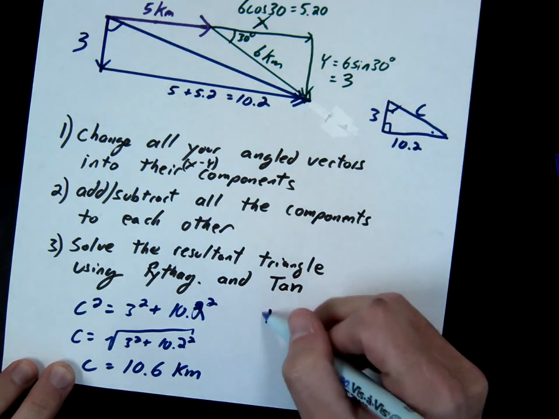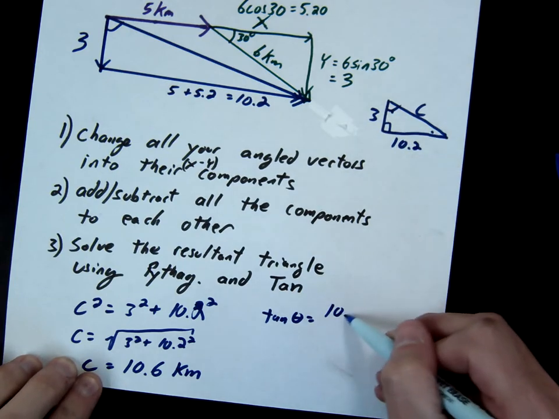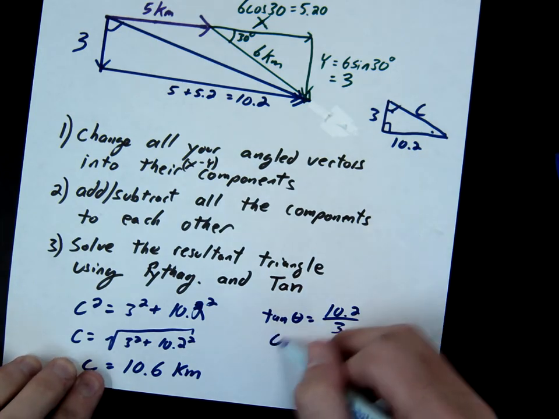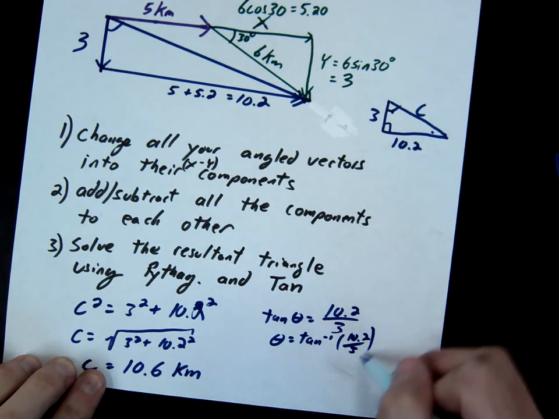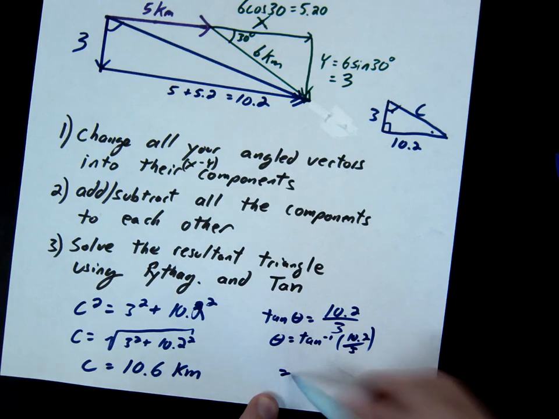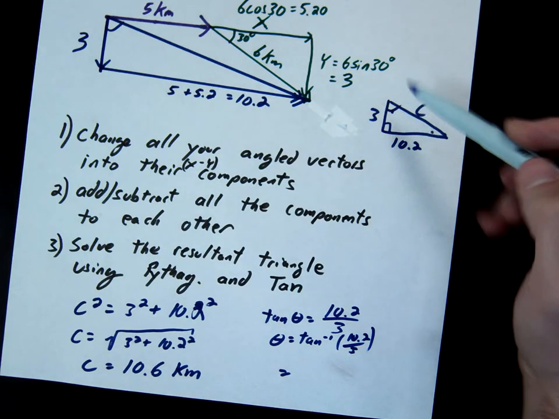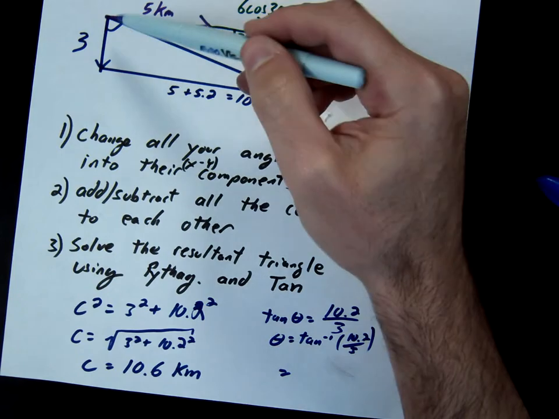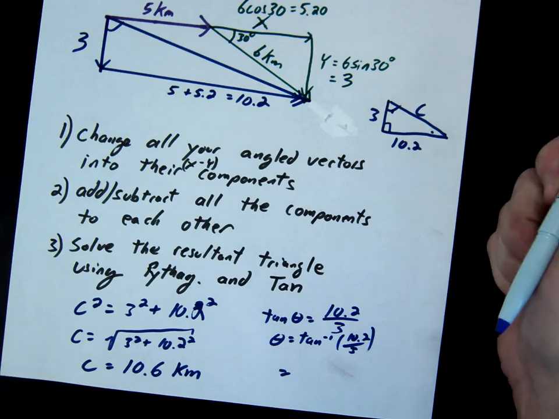So we'll go tangent equals, we're doing this one, right? Opposite is 10.2. Adjacent is 3. So inverse tangent of 10.2 over 3 equals. Now make sure your angle makes sense. Based on this, is this going to be a large angle or a small angle? Large angle, yeah, this is a real long side. This is a short side, so it's probably in the 70 degree range, I'm guessing. What are you getting for the actual angle? 73.6.